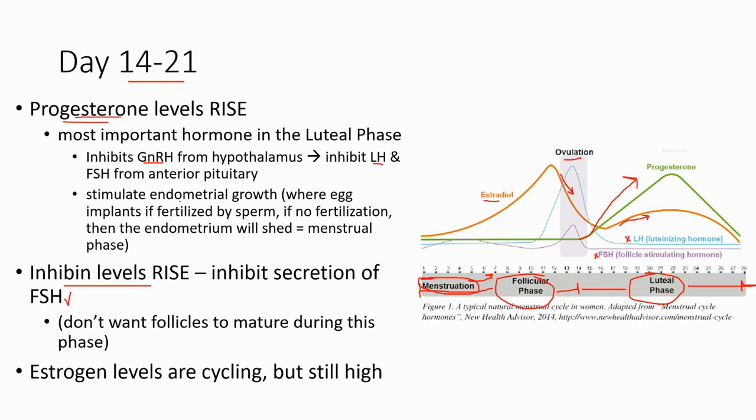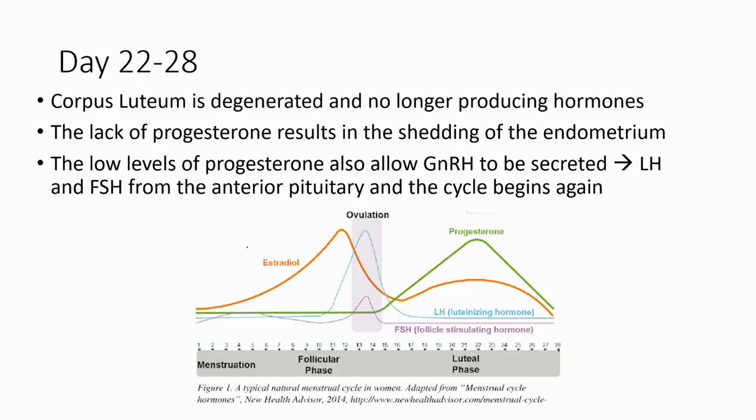This is going to stimulate that endometrial growth. Remember that high estrogen also is going to cause the endometrium to thicken. So that way, if the egg implants by a fertilized sperm, which happens in the ampulla of the fallopian tube, it will have a place to implant. If no fertilization, then that endometrial lining will shed, and that is going to be called the menstrual phase. So that's why it goes back in cycles at day 0 again.